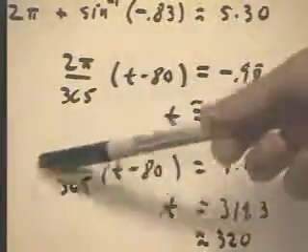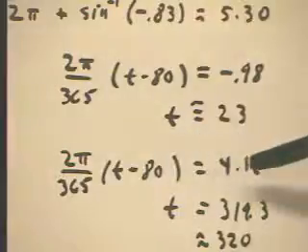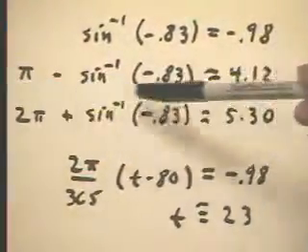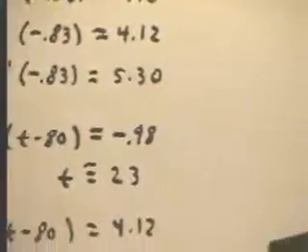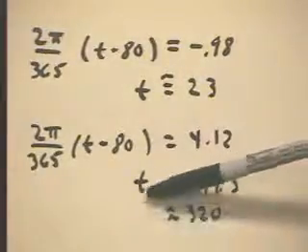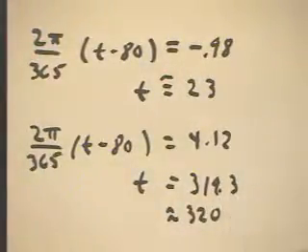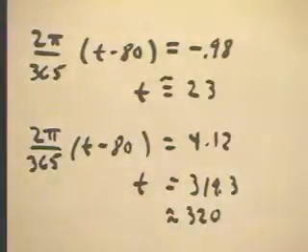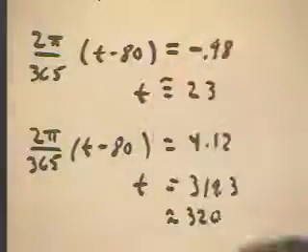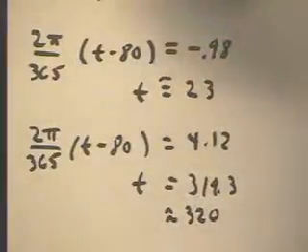And that corresponds to setting the 2 pi over 365 times t minus 80 equal to the 4.12, 4.12 being the solution that we got for pi minus the inverse sine of negative 0.83. Okay, setting this equal to 4.12, we easily solve to find t is about 320. So at approximately the 320th day of the year, in late November, we're going to have a 10-hour day again.